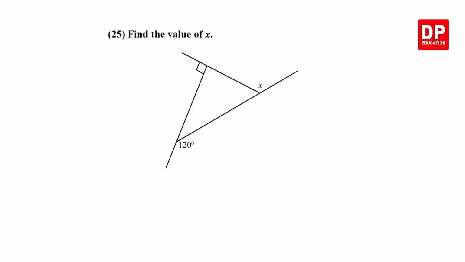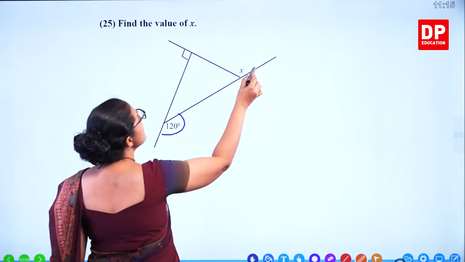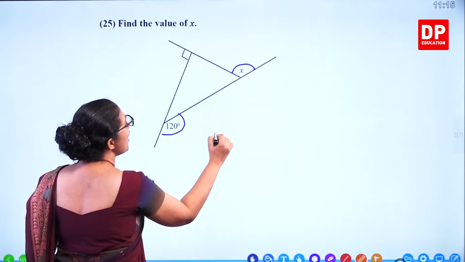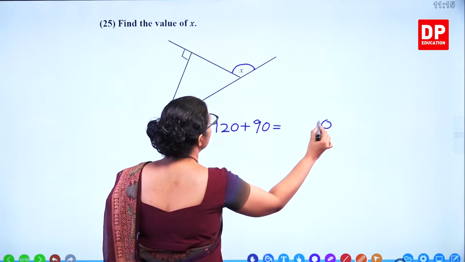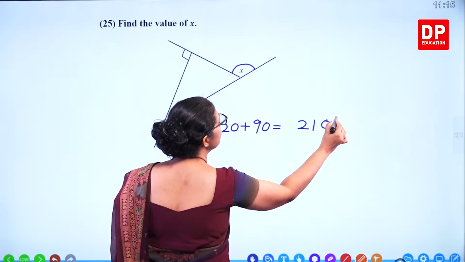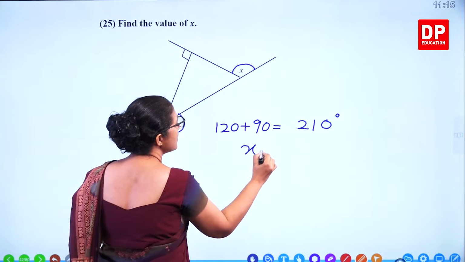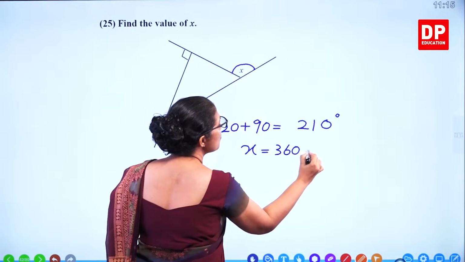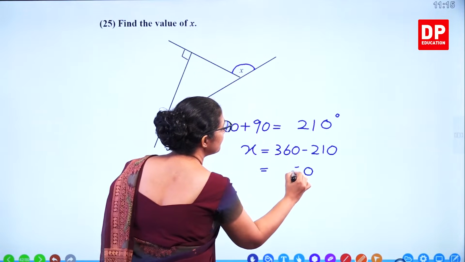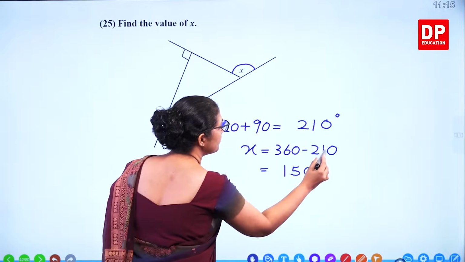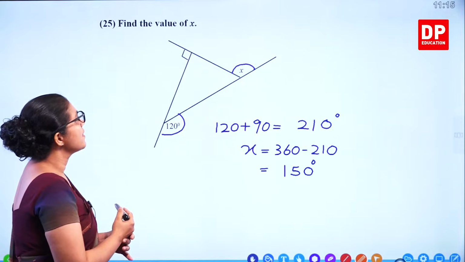Find the value of x. Again, this is a triangle. These are exterior angles. So 120 plus 90, 210. How can we find x then? 360 minus 210. So 150 degrees is x.